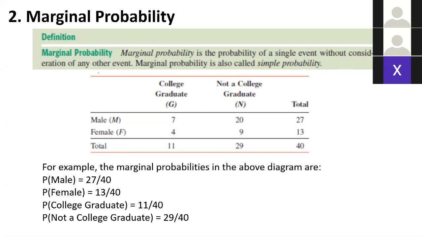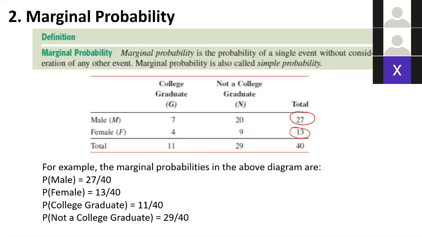For example, if we have the table from the previous example, the marginal probability in the above diagram, probability of male is 27 over 40, because you have a total number of 27 males over the total number of employees, which is 40. And the probability that a randomly selected employee is a female is 13 over 40, because we have 13 employees that are female.